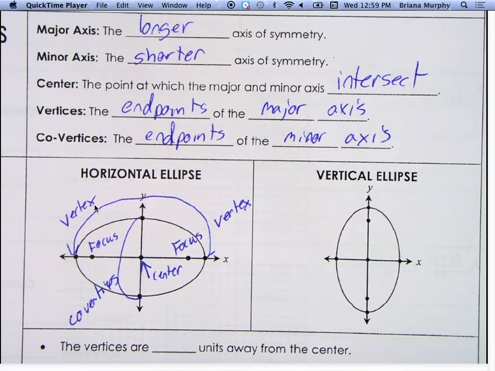Okay, you guys try right now. You've got 1 minute or less to label all of that on the vertical ellipse. If you don't feel like you can write that fast, just write the first letter. Co-vertices?